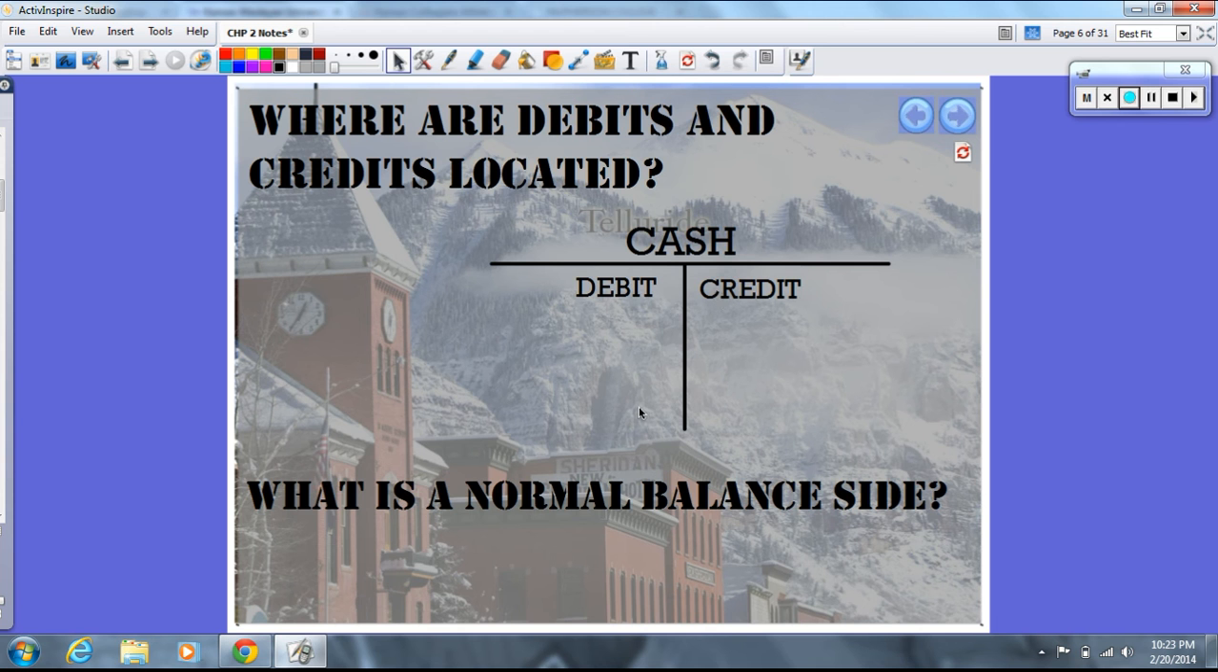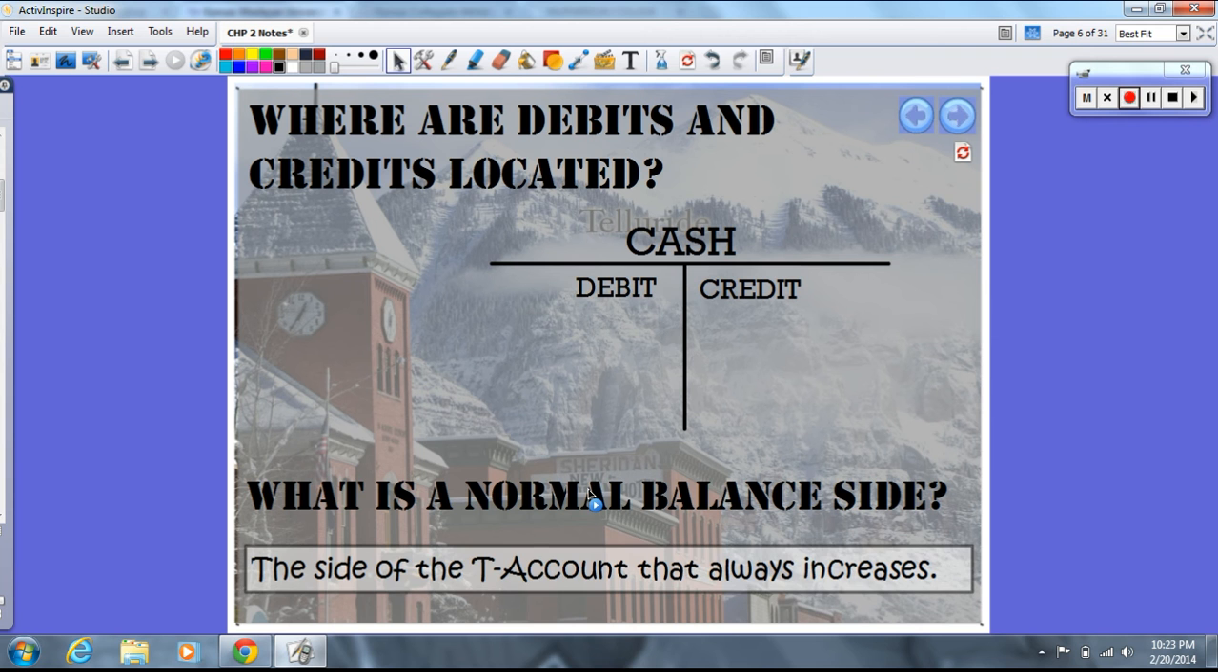Something that's important as well is what we call the normal balance side. The normal balance side is the side of the T account that always increases. So this T account that you see above, one side will increase and one side will decrease. It's not always the same. It varies from T account to T account. So that's what you need to become more familiar with. In your notes now, make sure you have the definition of normal balance side, and a visual above of what a T account looks like.